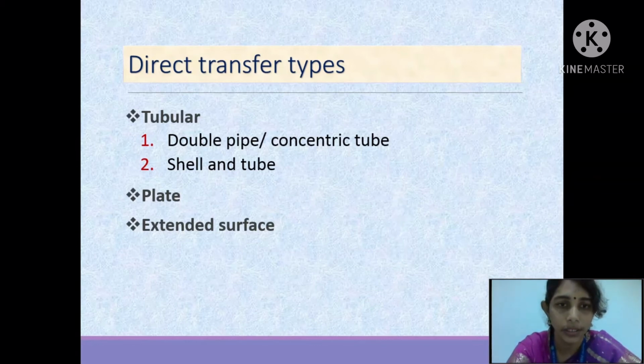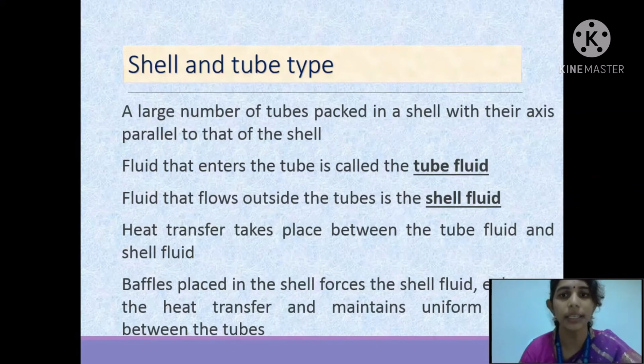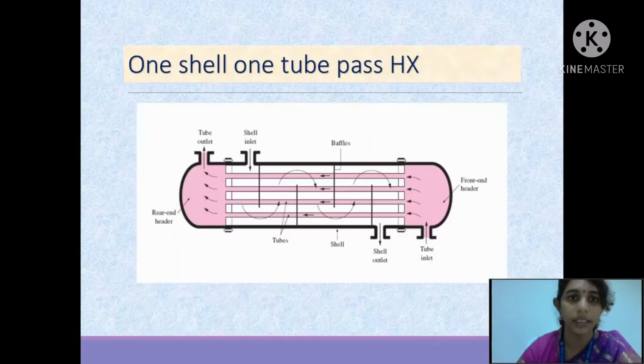Tubular is what we saw already. There were 2 concentric tubes, and one fluid flows in the inner tube and the other in the annular space. Next is the shell and tube. Looking at this shell and tube, I'll just show the picture first. Yes, so this is the shell. And here you can see 1, 2, 3 and 4 tubes.